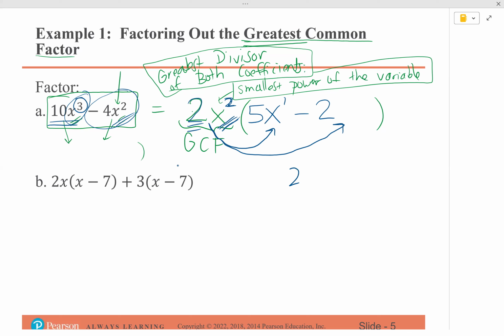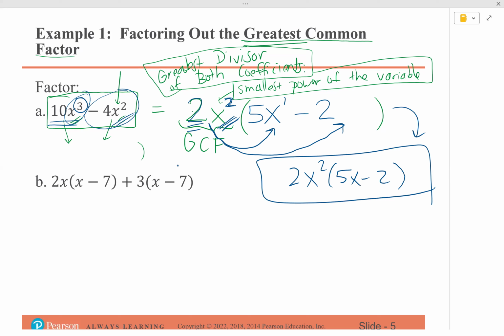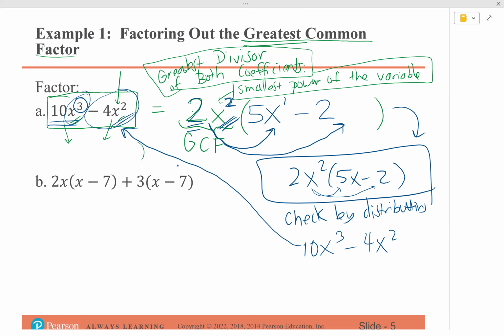I think that's it. And the good thing is, this is actually my answer here. I don't know why I rewrote it. It's the same thing that was there. But the good thing is you can easily check it. We know the opposite operation to factoring is distributing or multiplying, so check by distributing. Imagine I multiply that 2x squared in here. 2 times 5 is 10. X squared times x is x to the third. And then I'll do 2x squared times negative 2. That's negative 4x squared. Is that what I started with over here? Yes. Everything matches up. So that means I did it right.